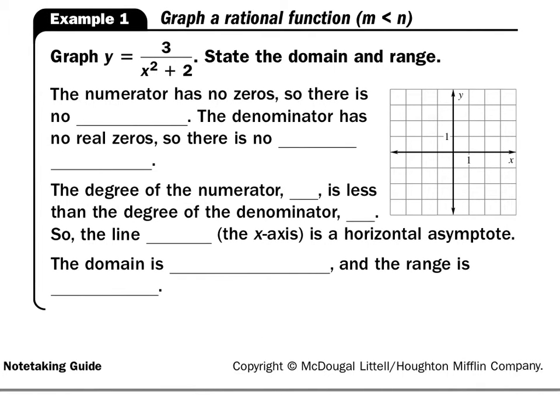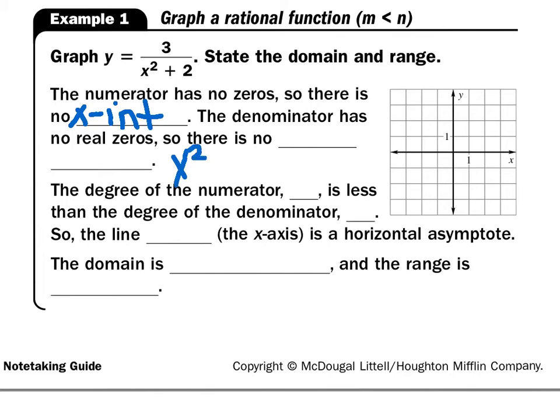Graph this. Okay, what can we put in the numerator to make it 0? Well, we can't. There's no variables up there. So there are no zeros, which means there's no x-intercept. You'll never cross the x line. The denominator has no real zeros. Okay, how do we know that?